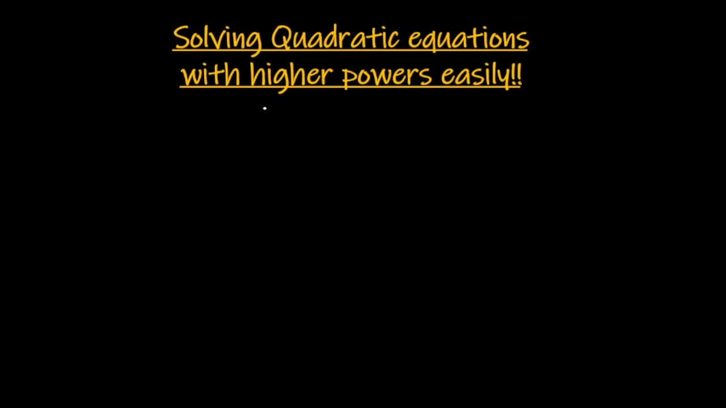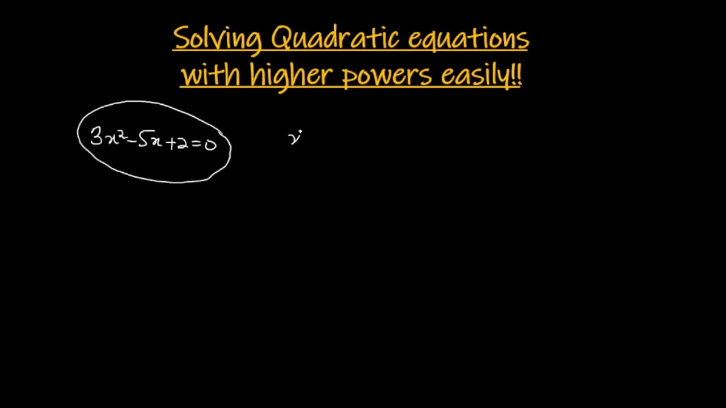Hello and welcome to my science tutorials. In today's video, we want to learn how to factorize quadratic equations with higher powers very easily. So let's begin. Now, it is very easy for you to simplify quadratic equations raised to the power 2. For instance, a typical example like 3x squared minus 5x plus 2 is equal to 0. It is very easy for you to factorize this quadratic equation.